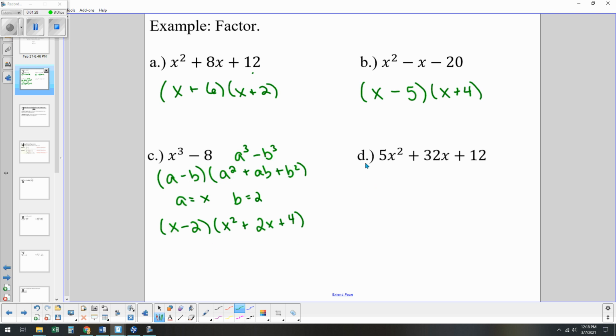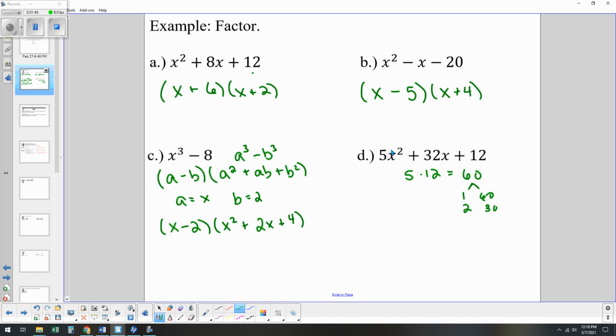And then D, we have a number in front. So our first step changes compared to A and B up here. We're going to do 5 times 12 first and get 60. And now we're going to find the things that multiply to 60 that add to B of 32. Right? So 1 and 60, 2 and 30. 2 and 30 adds to 32.